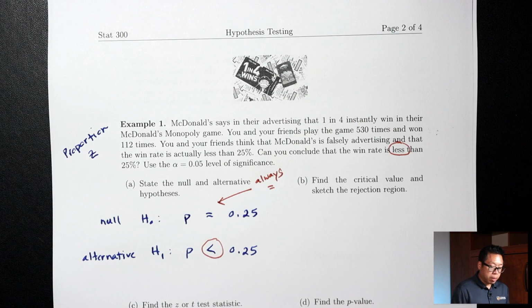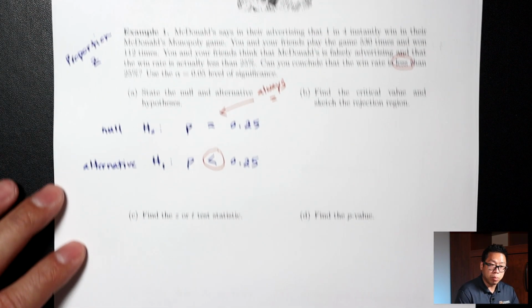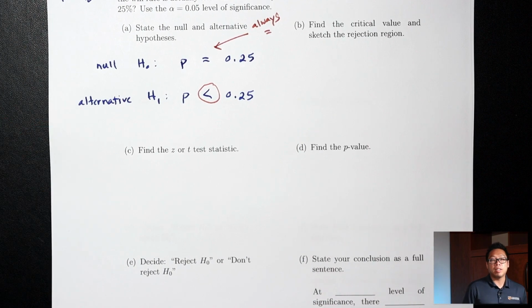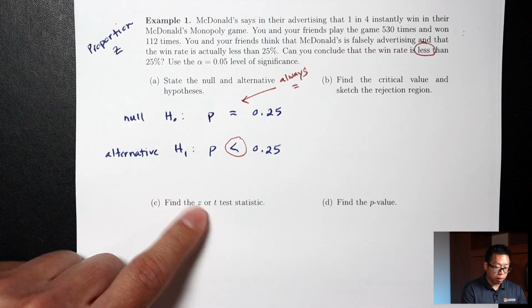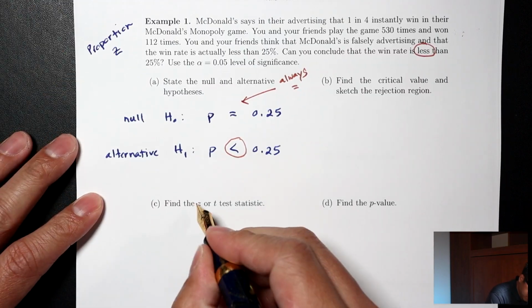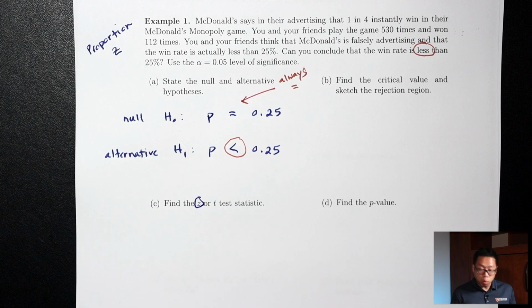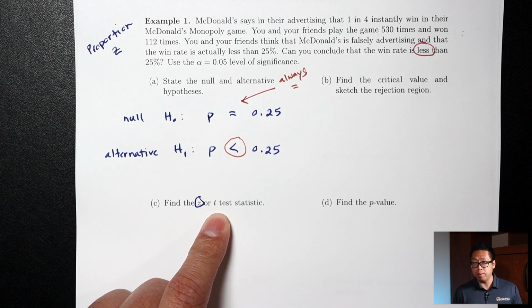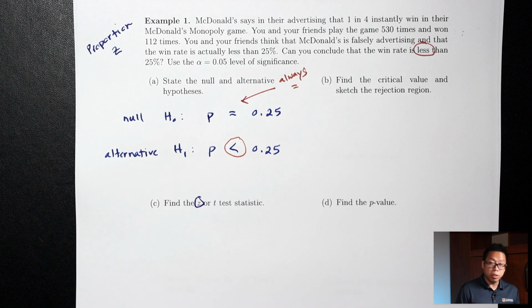Okay, so I'm going to skip over part B and come back to it at the end of this question and skip to part C. Part C says find the Z or T test statistic. Because we're talking about proportions, we're going to be looking for the Z. If this were a mean question, you would be looking for a T here. And these refer to the formulas on the front page. So let's go to the front page and talk about those formulas.